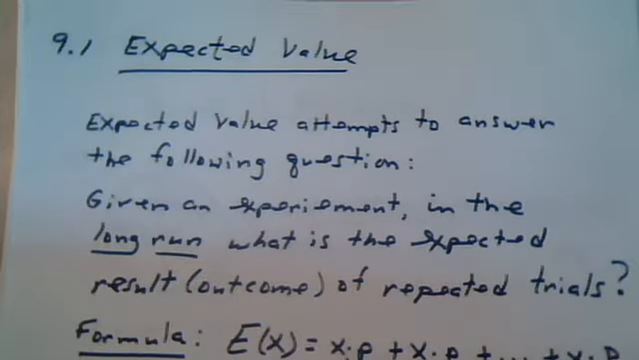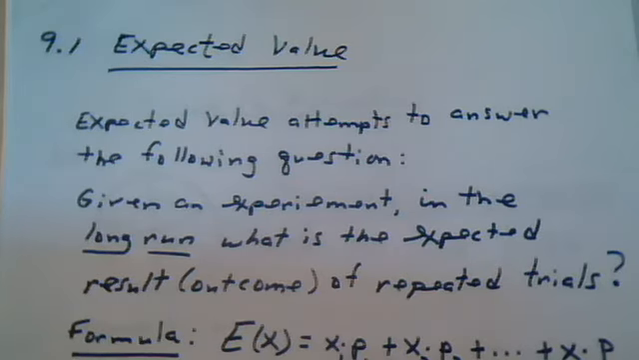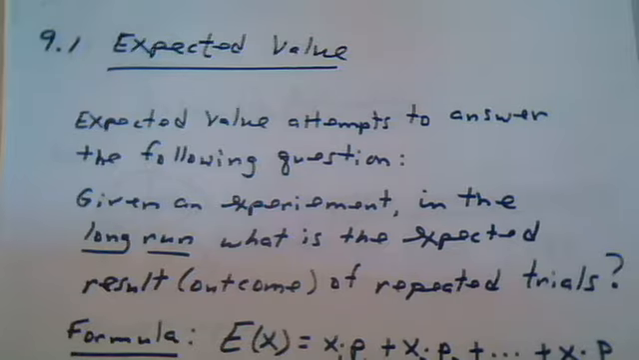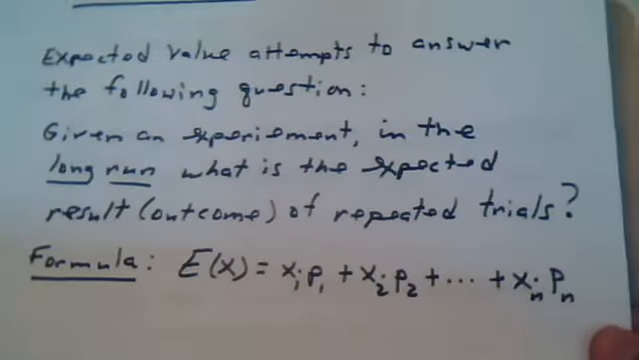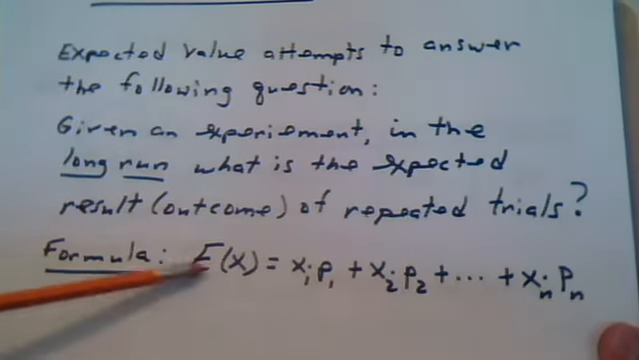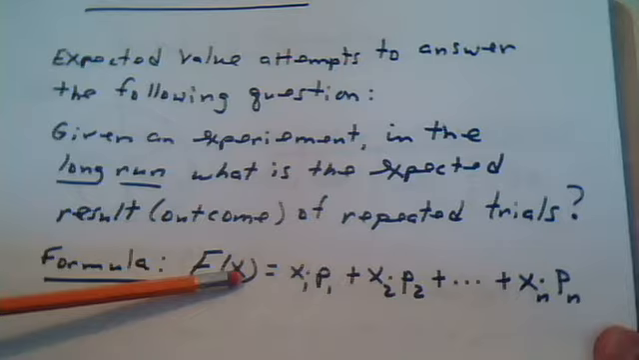Expected value. Expected value attempts to answer the following question. Given an experiment, in the long run, what is the expected result or outcome of repeated trials? This is the form for the formula for expected value of an event.